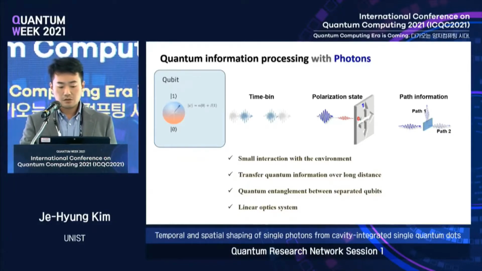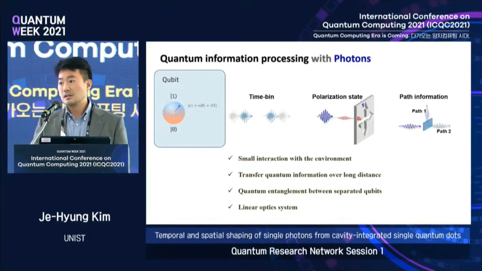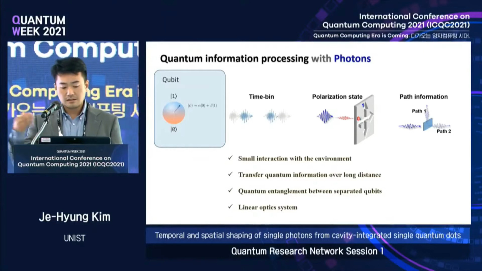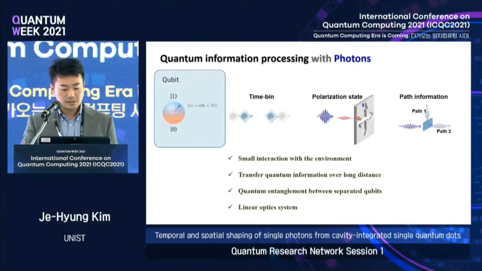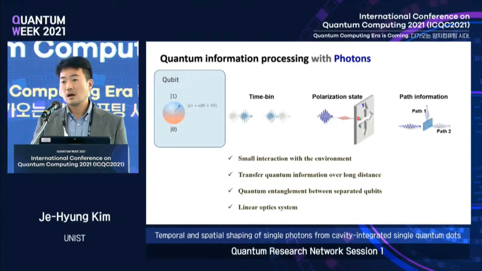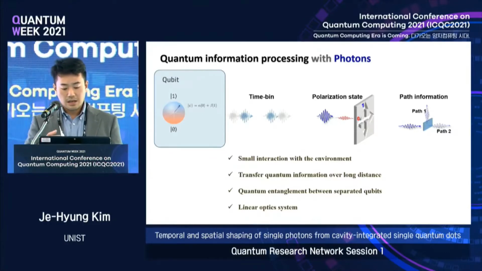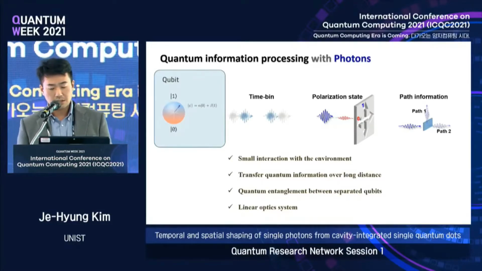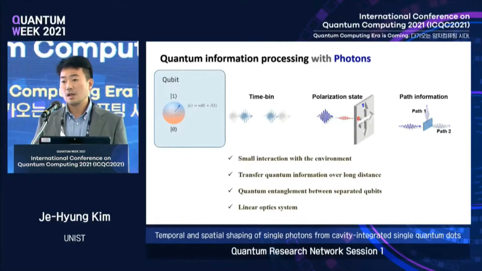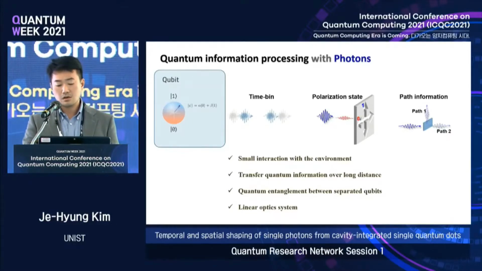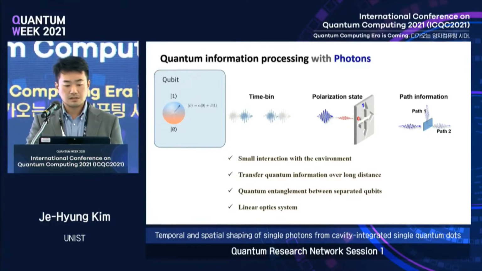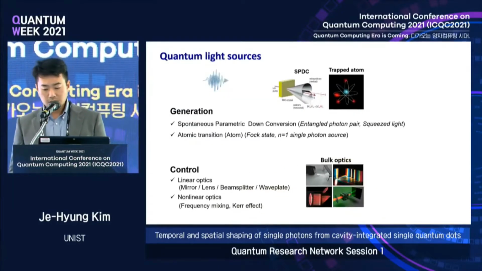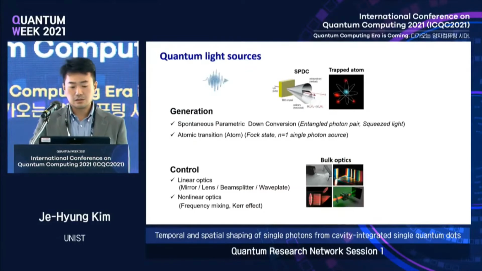As a flying qubit, we can deliver information over a long distance. Photons barely interact with the environment, and we can easily create entangled photon states. We can also achieve quantum entanglement between separated spins. And more importantly, we already have well-established linear optics and detectors to manipulate the quantum state of photons. So the key would be how to generate and control this quantum light.